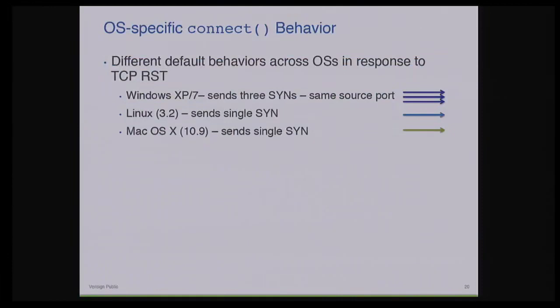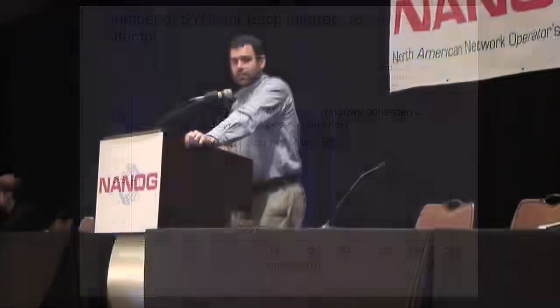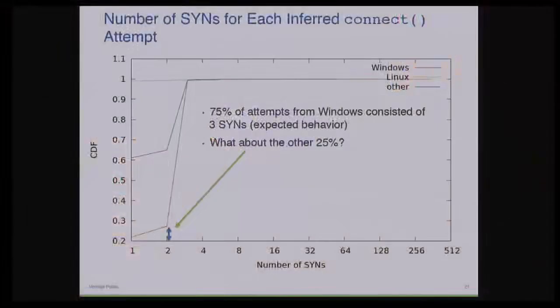So Windows XP and 7 actually send 3 SYNs in response to a reject. Well, I'll show you where this comes in handy in just a second here, as opposed to the other OSs which just send a single SYN. And what that shows us is, when we looked at the incoming connect attempts here, in the red you see Windows, which has the large jump there, which shows that about 75% of the attempts from Windows consisted of 3 SYNs, which is what we expected. But there's this other 25% down at the bottom that don't have that type of behavior.